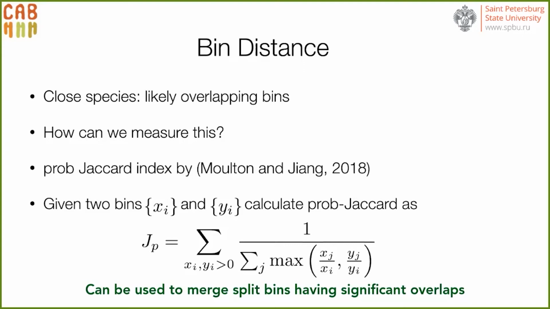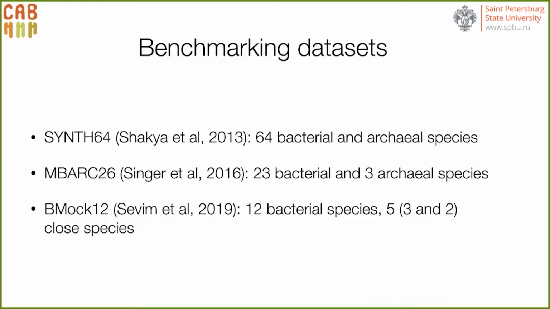So moving on to the results, we benchmarked our tool on 3 synthetic datasets, which are datasets from the non-mock communities cultivated in the lab with known ground truth. So these 3 datasets, Synth, Embark, and BMOC12, consist of 64, 26, and 12 species respectively. Also, BMOC12, despite its small size, is actually quite complex since it contains 5 closely related species.